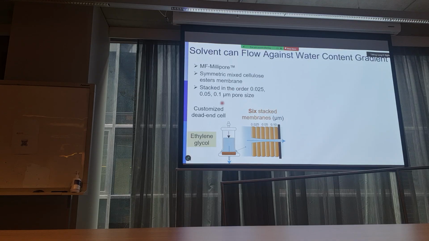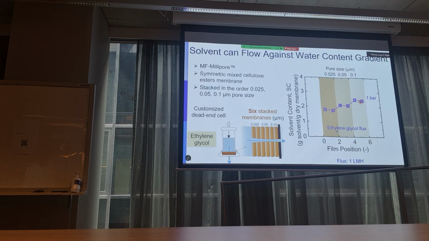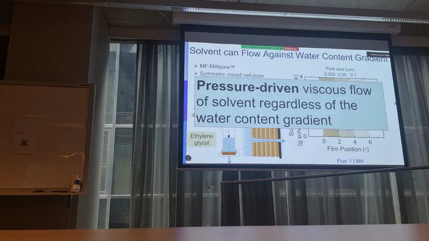Let's stack membranes, and this time, look at the way I stack it. Look at it carefully here. We put in the beginning a very small pore, 0.025 micron, then 2 of 0.05, and 2 of 0.1. We measure the water flux, and we measure the water content at the end of the experiment. And we see water content going the other way. So now you can say, but we still measure water flux. If this water content gradient is the driving force, we should not get the water flux. We should have water going the other direction, but we still get flux here. So it is pressure driven viscous flow of solvent regardless of the water content gradient.